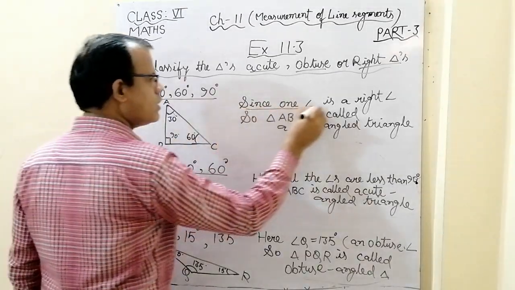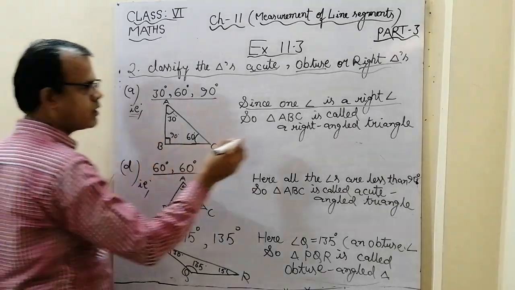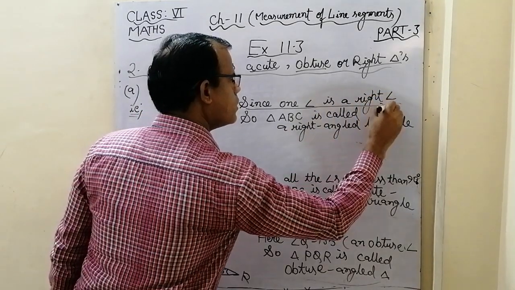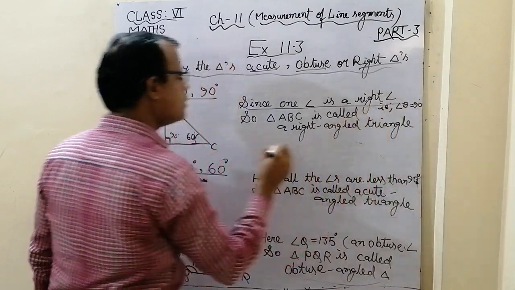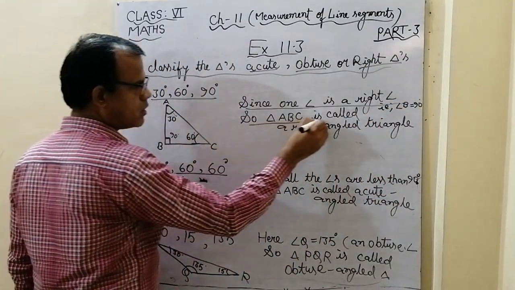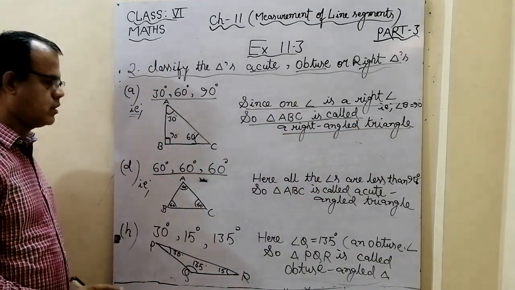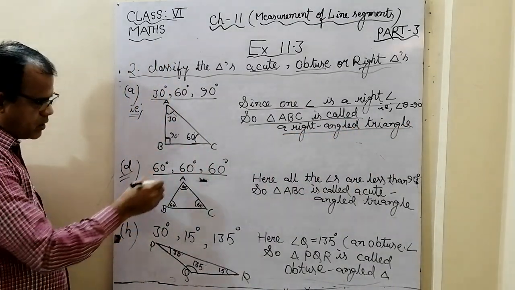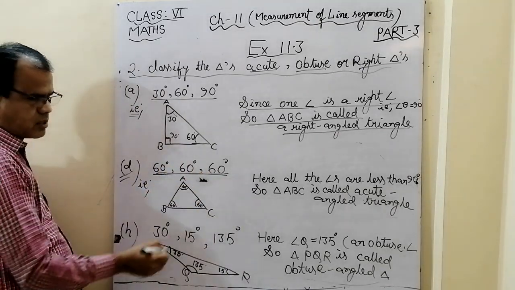So since one angle is right angle, here you can see angle B. One angle, that is angle B equal to 90 degree. So one angle is 90 degree. So we can say that triangle ABC is called a right angle triangle. Clear? D part. Here you can see all three angles are 60, 60, 60.